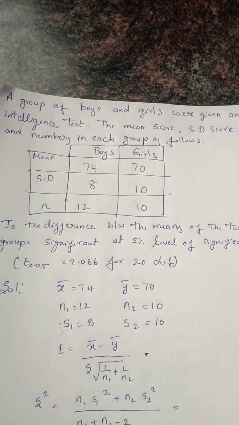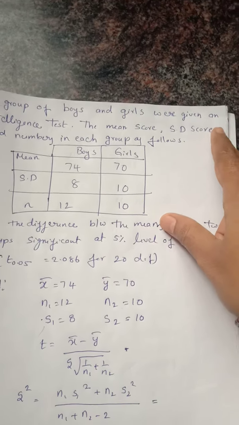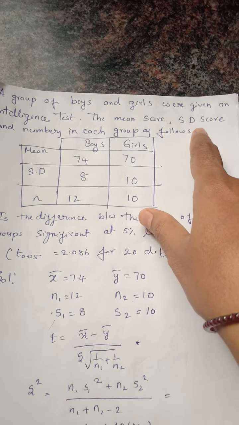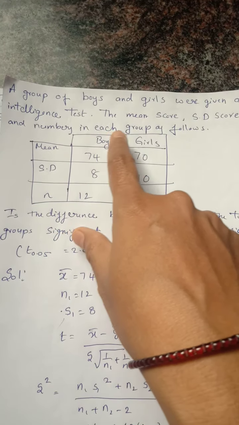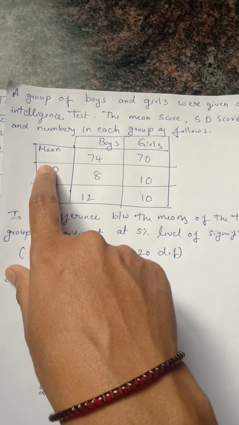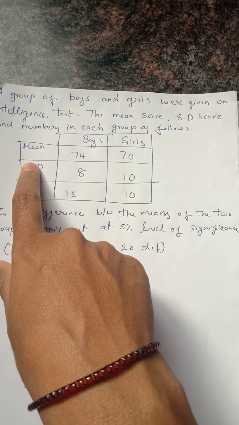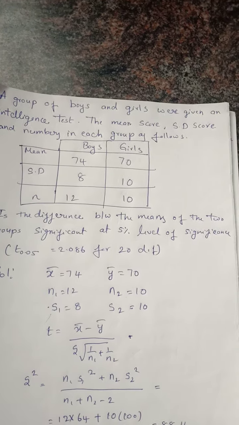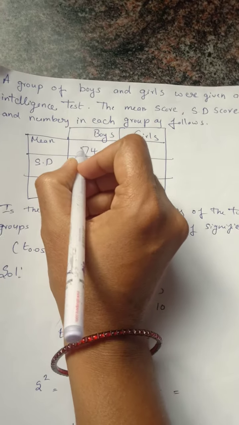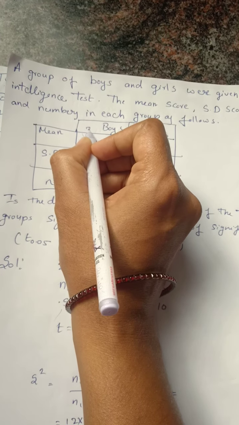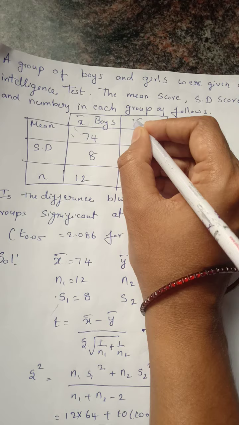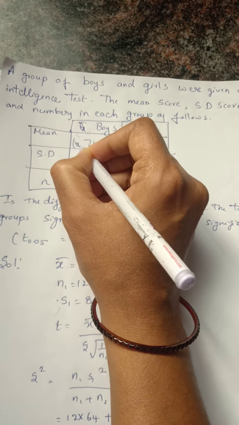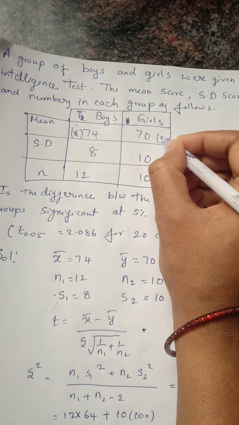A group of boys and girls were given an intelligence test. The mean score, standard deviation and numbers in each group are as follows. So these are the intelligence test results of both the boys and girls. Here they directly give the mean value, and mean means x bar. This is your x bar and this is your y bar.